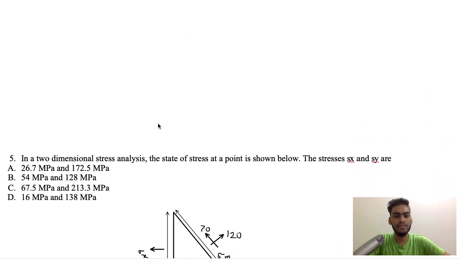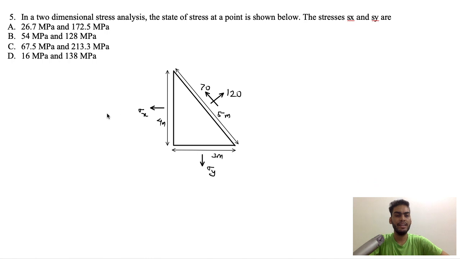Then the next question, here it says in a two-dimensional stress analysis, the state of stress at a point is shown below. The stresses sigma x and sigma y are. So we have to find out the sigma x and sigma y. On this plane, the stresses tau is given as 70 MPa and sigma is given as 120 MPa. Try to solve this.